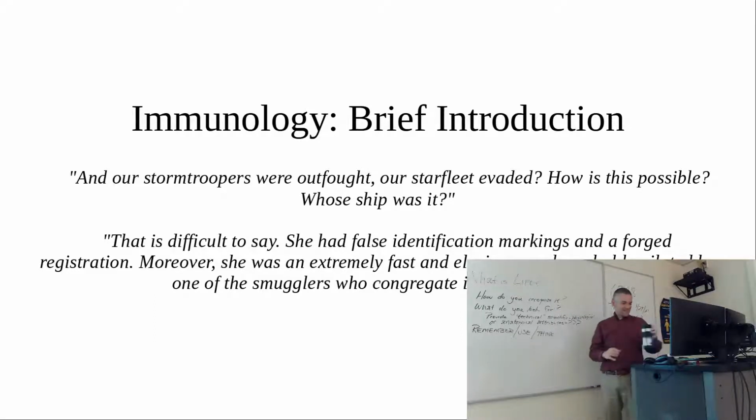All right, so in the classic one, the Millennium Falcon gets away. That guy says, and our stormtroopers were outfought. Our Starfleet evaded. How is that possible? Whose ship was it? That's difficult to say. She has false identification markings and a forged registration. Moreover, she was an extremely fast and elusive vessel, probably piloted by one of the smugglers who congregate in that region.